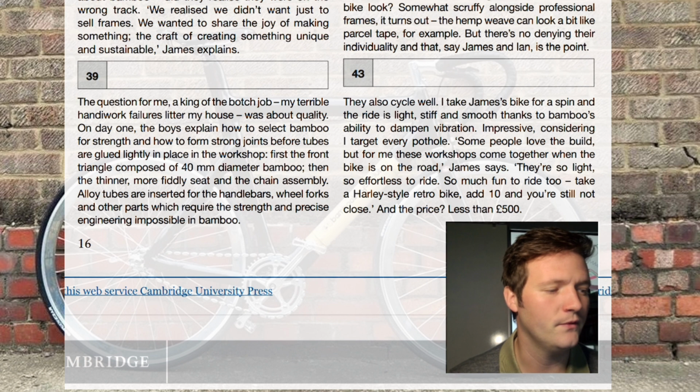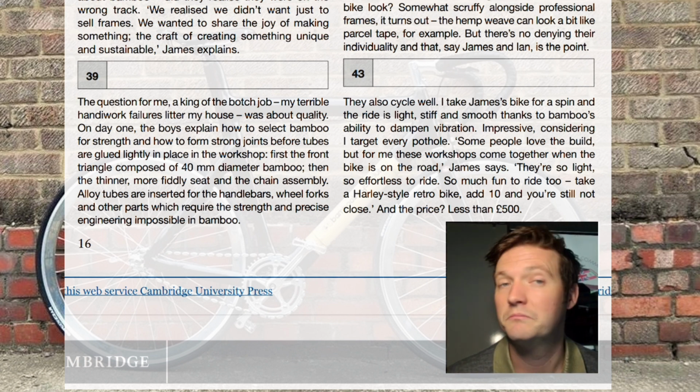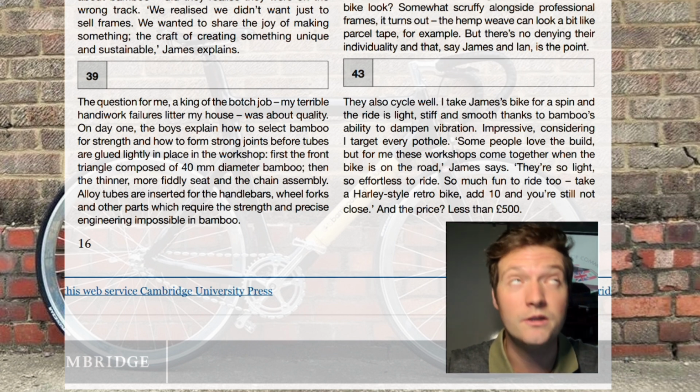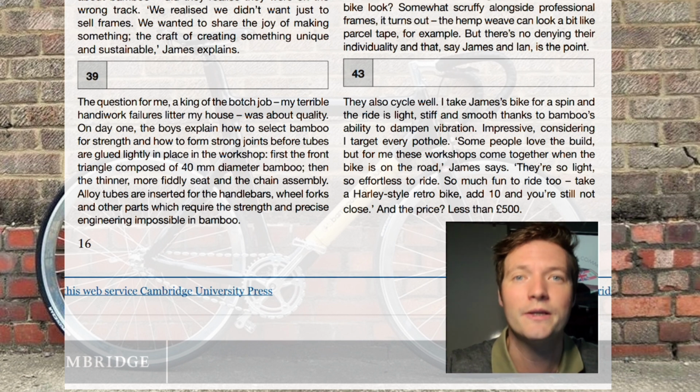Yeah, clearly 43 is E. And I think we've done. That's how I would do part 6 of the Reading and Use of English section of the Cambridge Certificate of Proficiency in English C2 level exam.